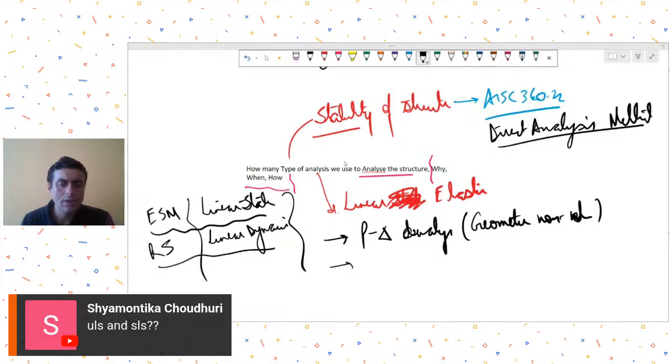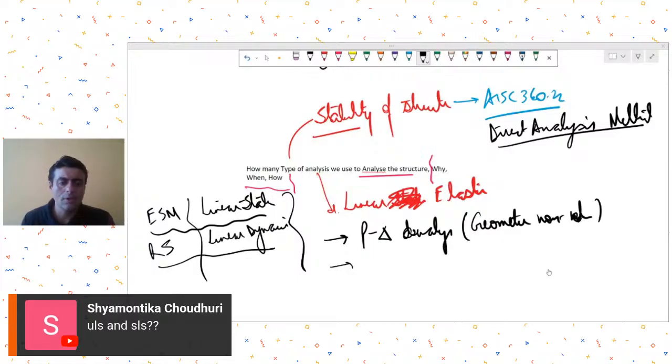Shavantika ji is saying ULS and SLS, those are limit states. One is your ultimate limit state and the other is the serviceability limit state. So that is the load level at which we are checking different effects. That's not an analysis procedure. Those are not separate analysis procedures. Those are different load levels at which we are checking effects in our structure.